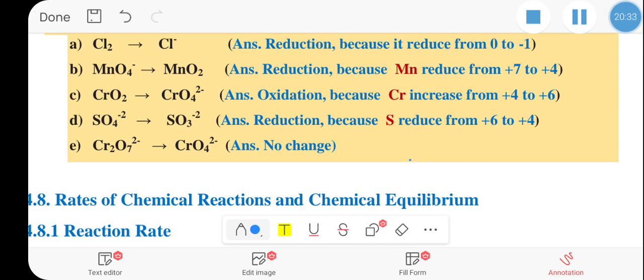The final question. The oxidation number of chromium in the reactant side is +6, and the oxidation state of chromium in the product side is the same, +6. Therefore, no change at all.